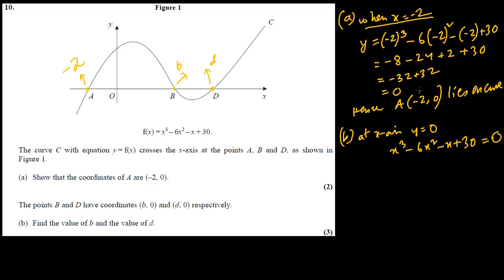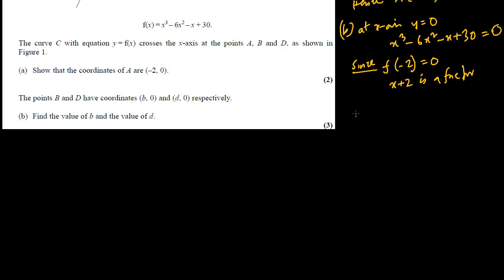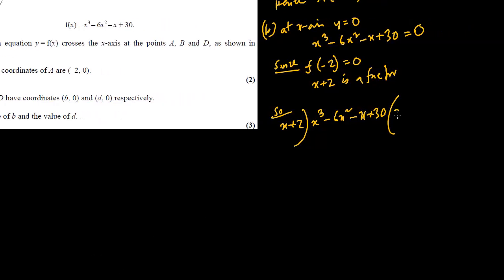We already know that one of the values of x is minus 2 and the value of f(x) would be 0. Since f(-2) equals 0, x plus 2 is a factor. This is the factor theorem that we can use, and we can factorize by long division. So we divide x cubed minus 6x squared minus x plus 30 by x plus 2. x into x squared is x cubed, plus 2 into x squared is 2x squared. Sign change, and these cancel. Minus 6x squared minus 2x squared is minus 8x squared. We carry over minus x.